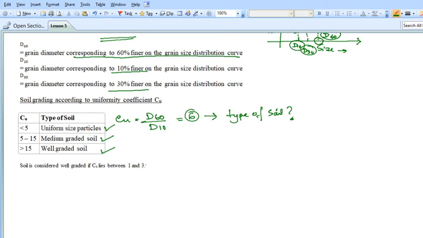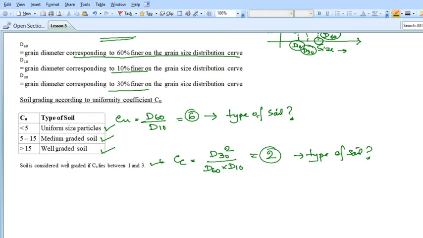Next, the Cc value. We know what the Cc value is, it's D30 square divided by D60 into D10, right? If we obtain this value as 2, what will be the type of soil? Here it's written the soil is considered well graded if the Cc value lies between 1 and 3. Remember this value. So these two questions, do comment in the below section and I'll check whether you're getting things right or wrong.